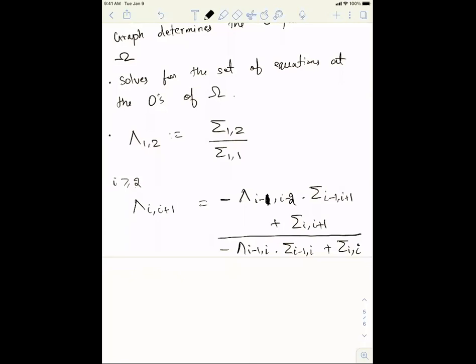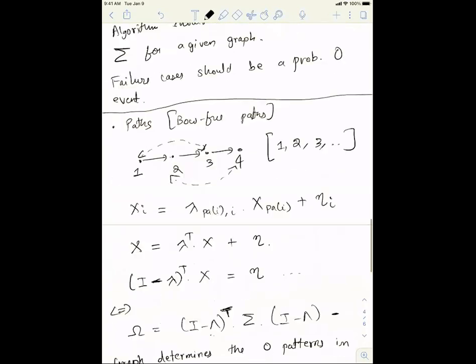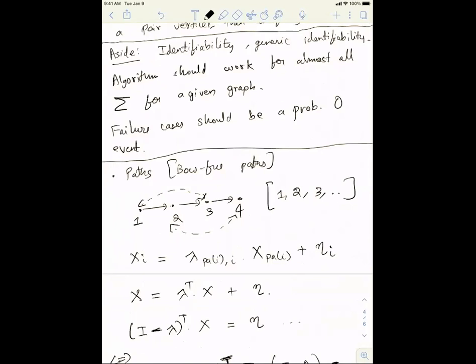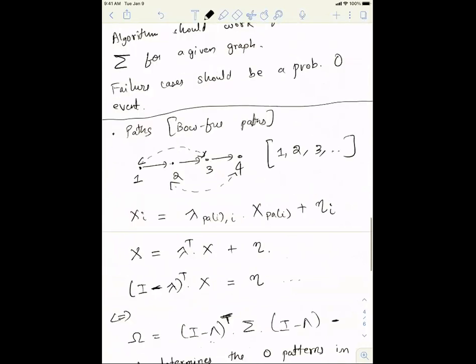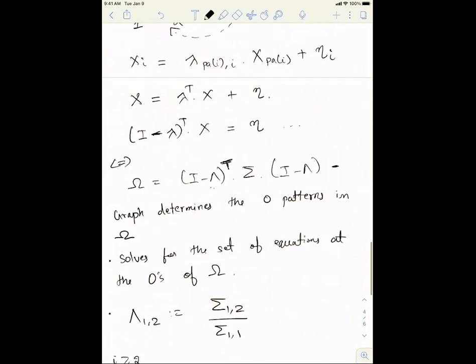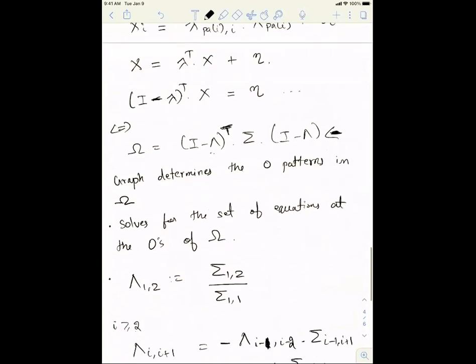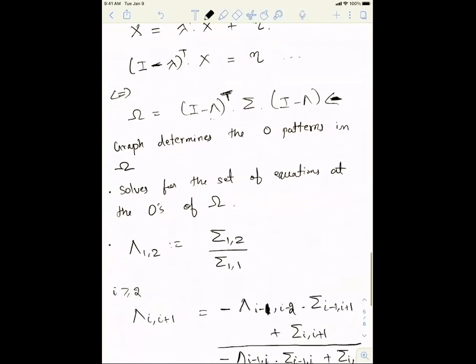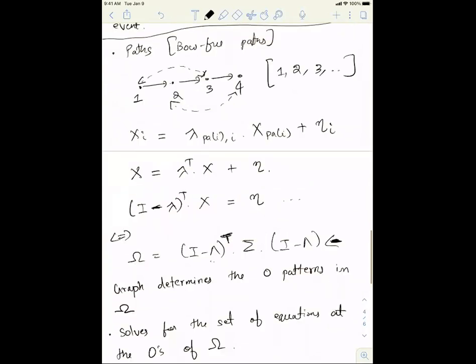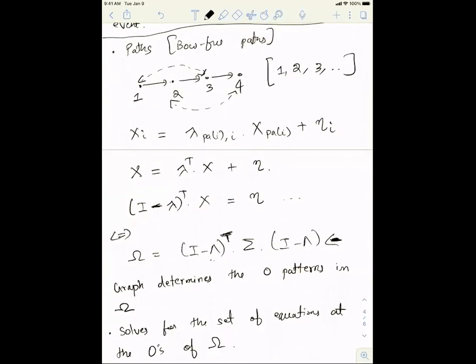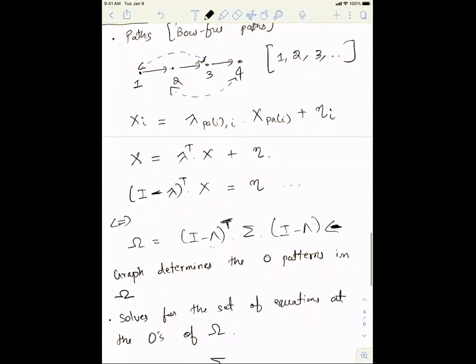So you can see that you can compute this inductively. You would first compute the first edge weight here, lambda 1, 2. Then you would use that to compute lambda 2, 3, and so on. The key idea is that you look at this equation and its zero patterns, and then solve the set of equations. This is pretty much the algorithm they give. And the claim is that whenever it's Beaufry, you can always solve this in such an inductive fashion.